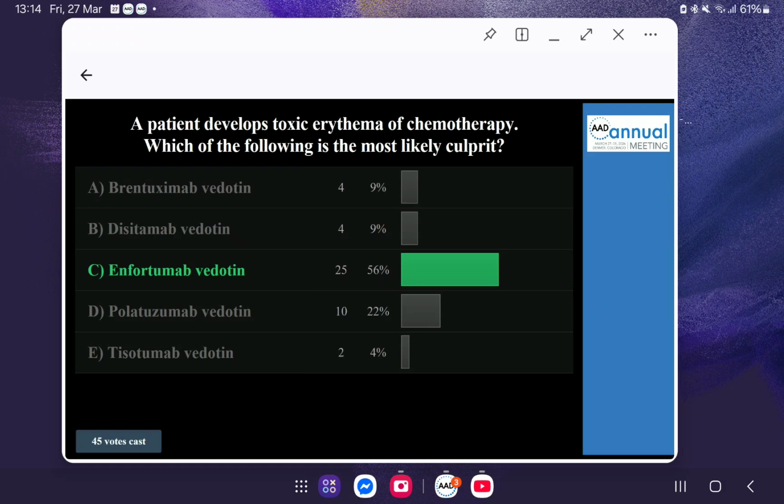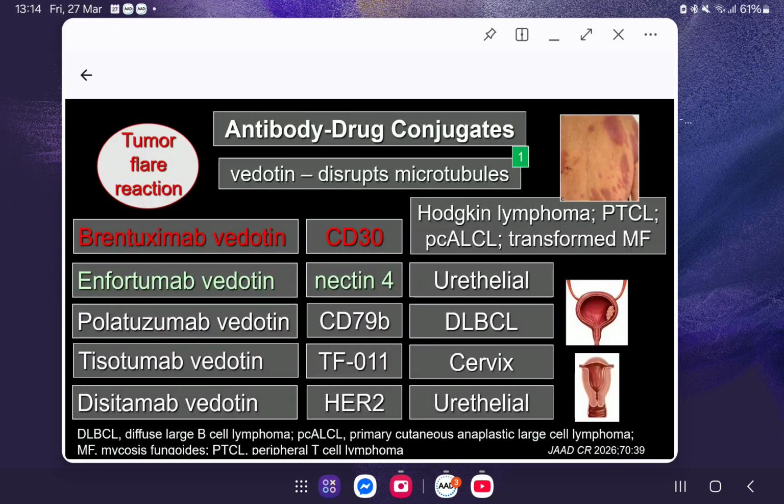And yay, this is correct. Most people got it. Okay, so brentuximab, anything that has CD30 on it, it recognizes. And so when you have a patient who has transformed MF and has CD30 positive cells, they can have the tumor flare reaction. And they're not getting worse, they're just simply having a tumor flare reaction.